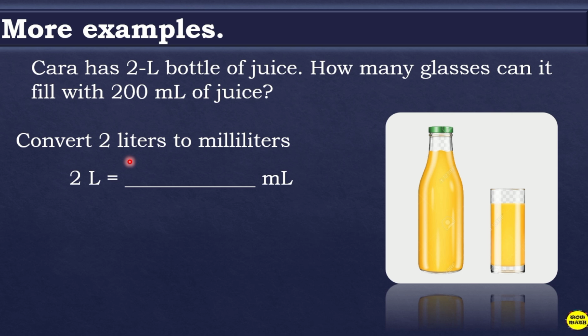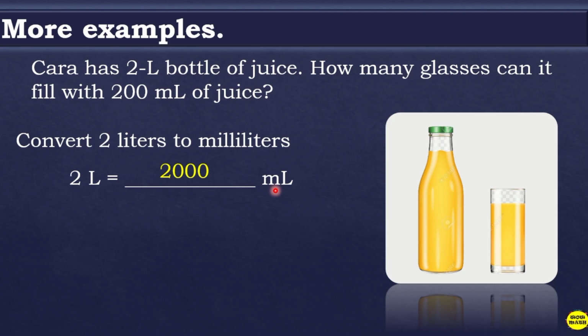Kasi ang liters nasa pinakagitna. Dadaanan niya si deci, si centi, bago si milli. So, 3 moves going to the right. So, therefore, that is 2,000. Why? Kasi from here, 3 moves, 1, 2, 3. So, therefore, 2 liters is equivalent to 2,000 milliliters.